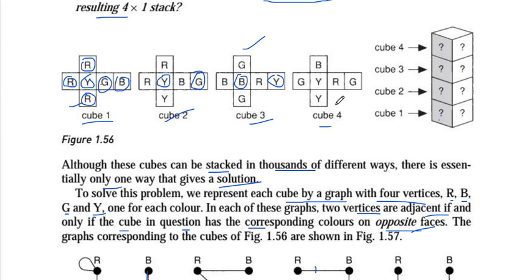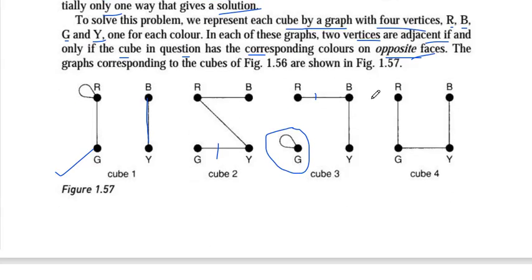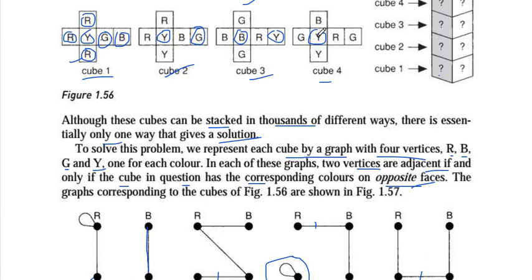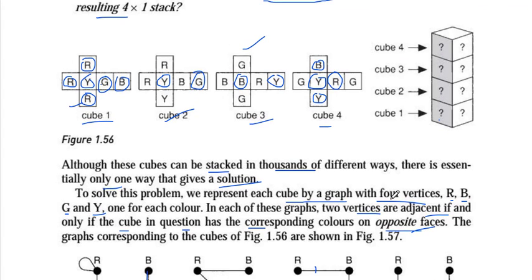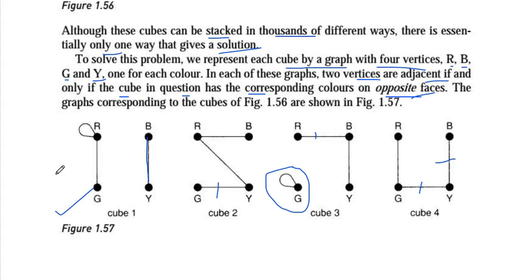Cube 3 done. Cube 4: yellow is opposite to green, so it is joined with an edge. Here blue is opposite to yellow, so it is joined with an edge. And red is opposite to green, so it is joined with G. Okay, so now we have transferred all four cubes into graphs. The condition is that two vertices are adjacent if the cube in question has the corresponding colors on opposite faces.